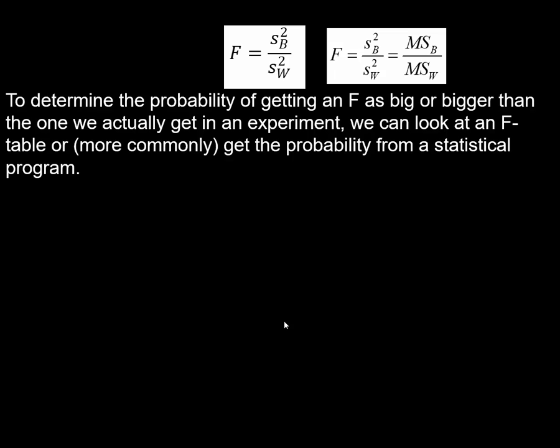Okay, so now to determine the probability of getting an F as big or bigger than the one we actually get in a given experiment, we can look at an F table. That's pretty old-fashioned. Much more commonly, we're just going to get that probability from a statistical program that is going to do some sort of integration of that continuous curve.